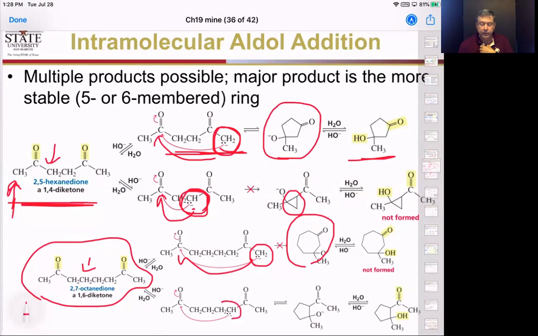However, if we do deprotonate at this internal CH2, those acidic alpha hydrogens here, when it comes in and attacks the carbonyl, it generates a 5-membered ring, and we end up with our beta hydroxy carbonyl compound right here. So just like in the intramolecular Claisen condensation, you're looking for 5- and 6-membered rings as primary products, not 7-membered or 3-membered or 4-membered rings. Okay. Questions on that? This is, again, going to be part of our activity on Thursday.